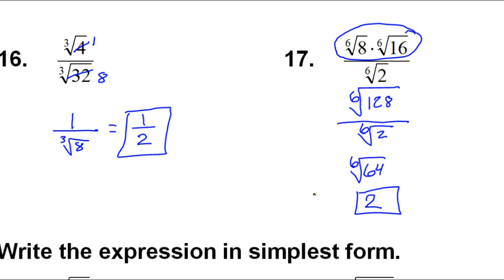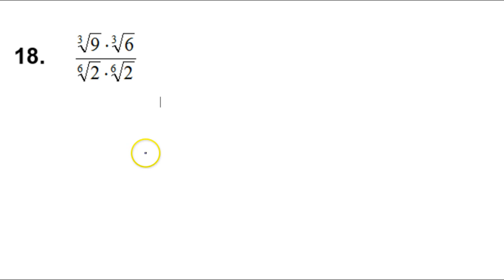Today's homework here. All right, number 18 is the trickiest problem on the whole paper, so really focus hard. Since the indices are the same, since the roots are the same, we can go ahead and do the multiplication up here in the numerator. All right, 6 times 9 is 54, so that means this is the cube root of 54.